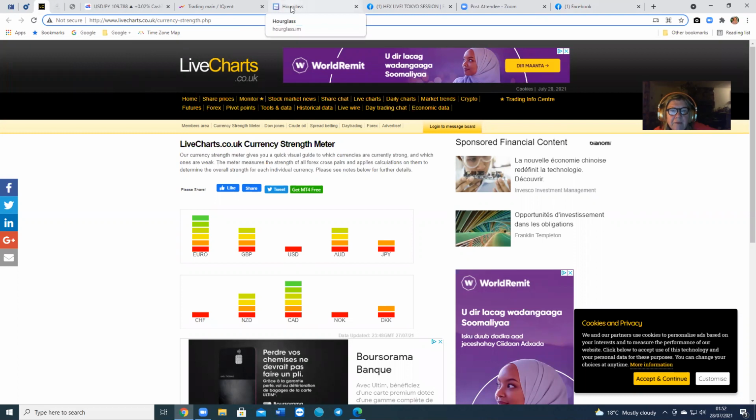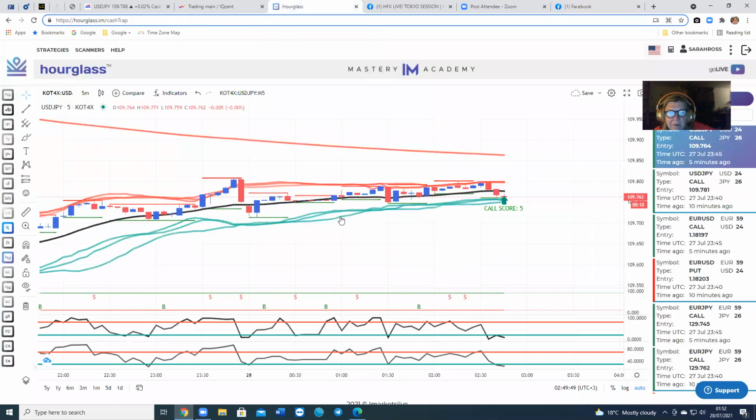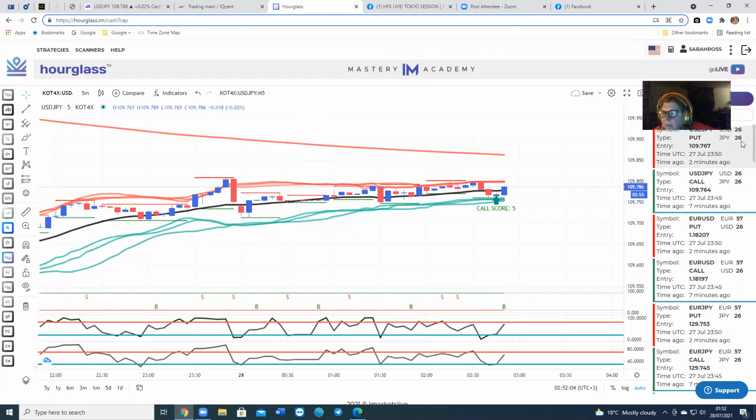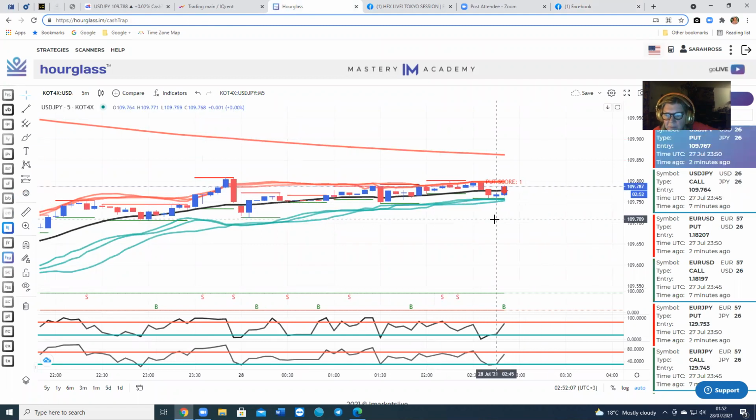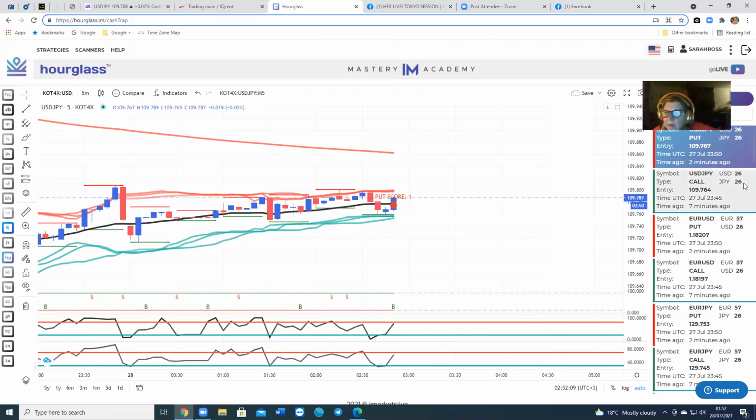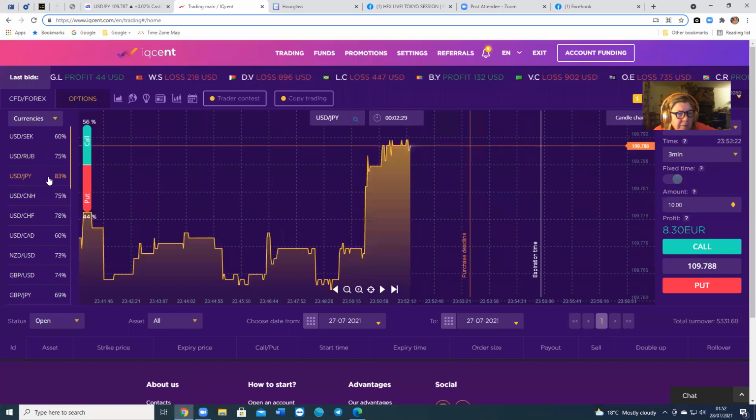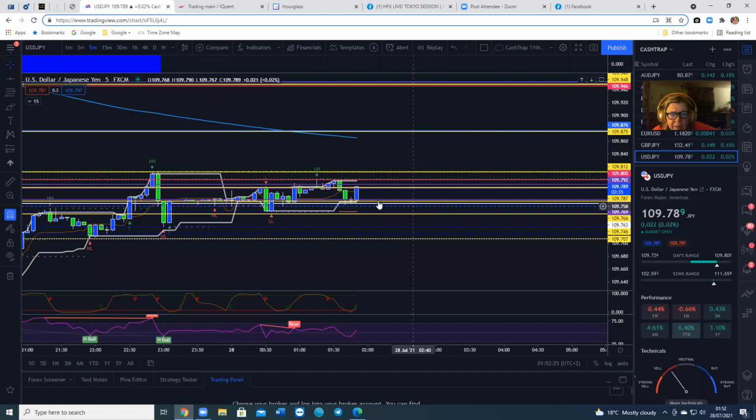So let's have a look at HourGlass. And this gives us the dollar in real time. When the market opens, it's not come up at the moment. We've got very low movement on USDJPY. It is paying out at 83%. I've done some chart markups, but it hasn't moved obviously a great deal till the market opens.